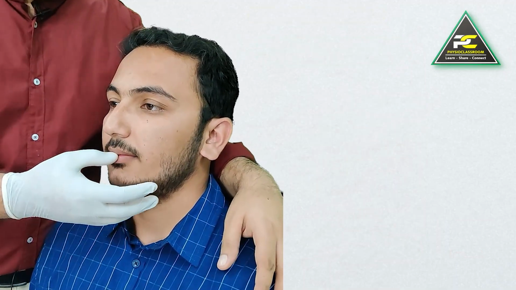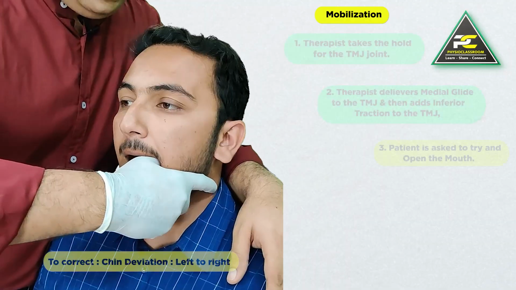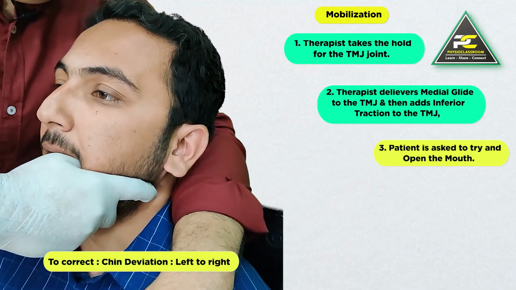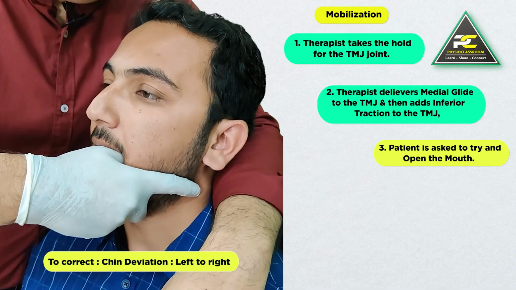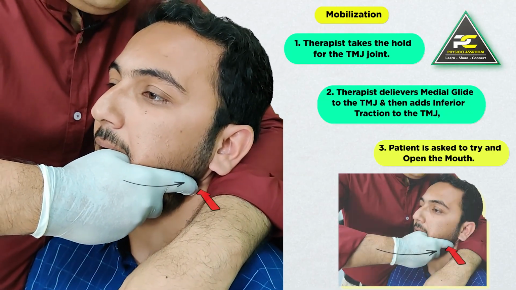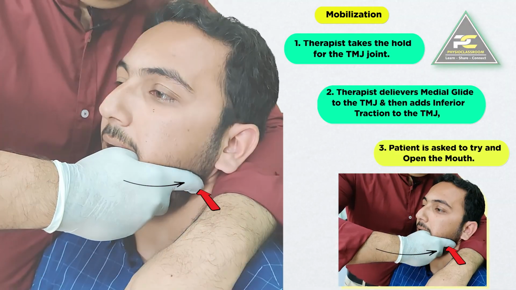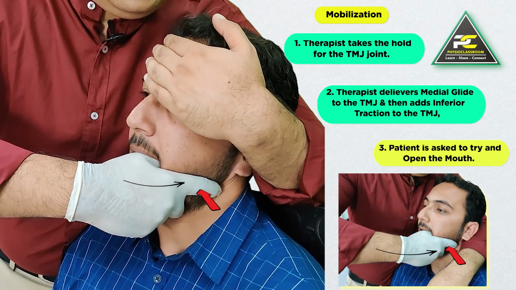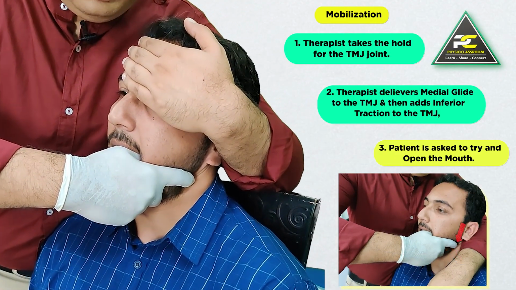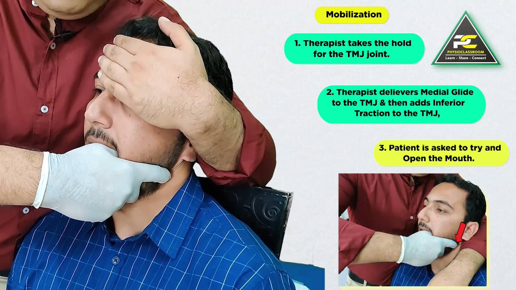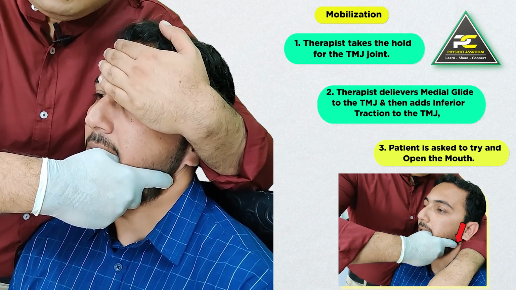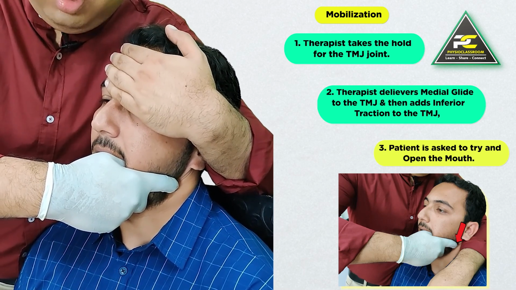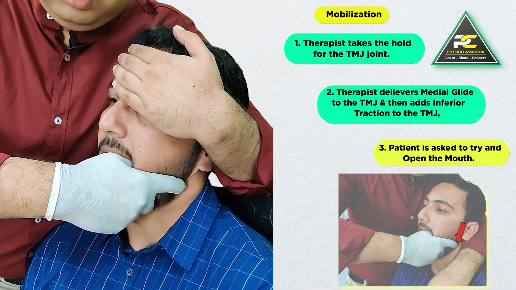So what the therapist is going to do, after placing the hand in the desired position, is to correct the deviation of the chin from left to right by giving a medial glide to the temporomandibular joint. And now, while maintaining this medial glide, an inferior traction or an inferior glide is going to be applied to the temporomandibular joint, and the patient is going to be asked to move the jaw in the direction of mouth opening.